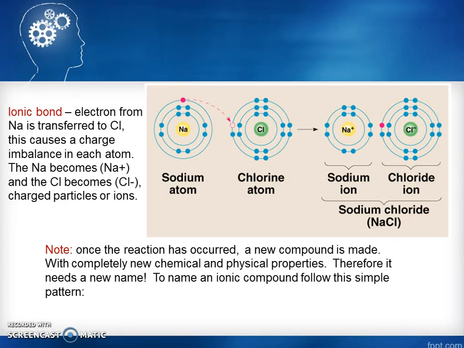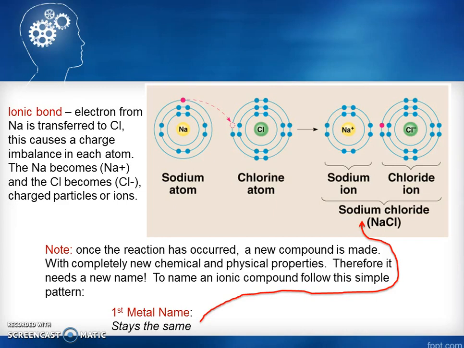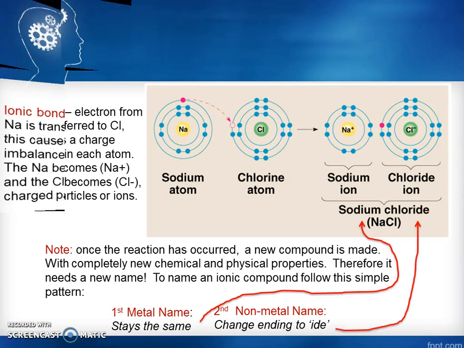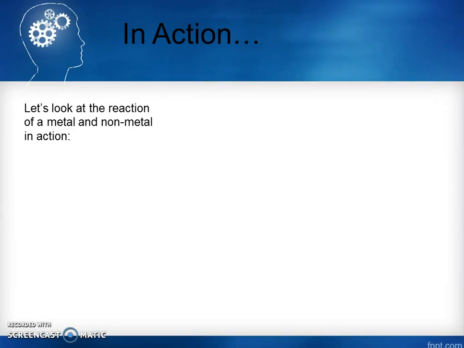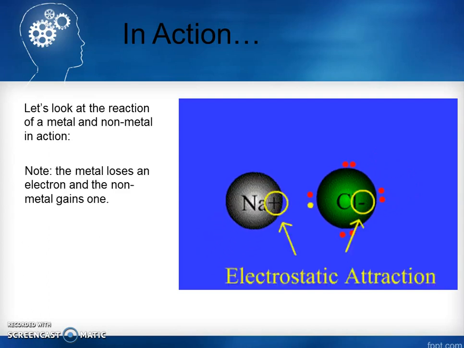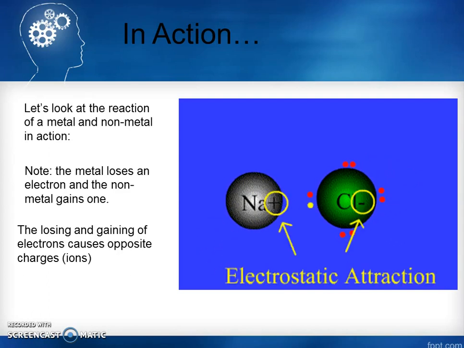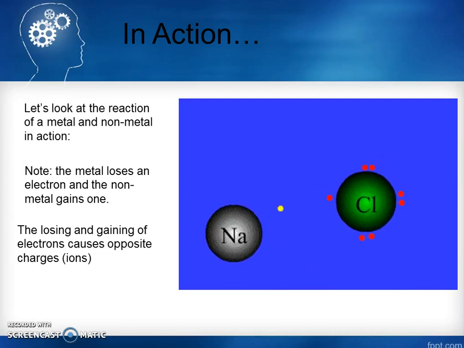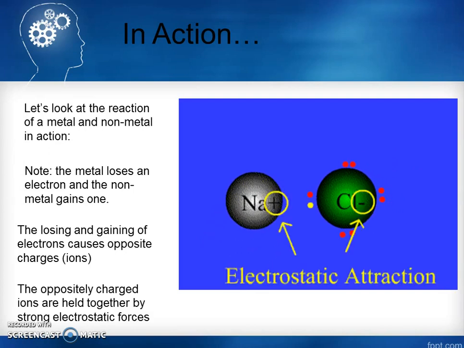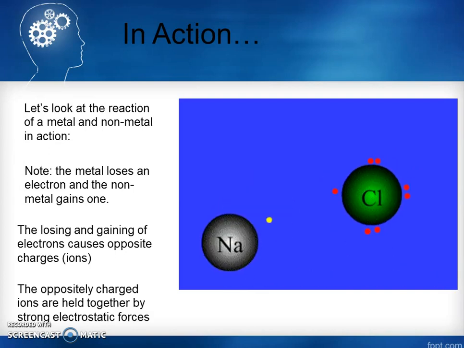To name an ionic compound, follow this simple pattern. First is the metal name, which stays the same, like sodium. Second is the nonmetal name, and we change the ending to "ide," just like we have here with chloride. So let's take a look at the reaction of a metal and a nonmetal. Sodium loses, chlorine gains. The losing and gaining of electrons causes opposite charges, or ions. The oppositely charged ions are held together by strong electrostatic forces.